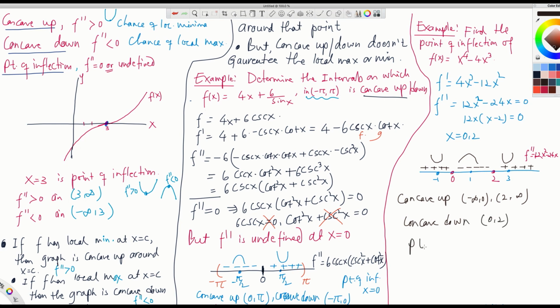What is the point of inflection? Points of inflection are x equals 0 and 2. You see that? To be a point of inflection, you need those points to be the boundary between concave up and concave down. Also, if it is a point of inflection, the second derivative will be 0 or undefined for sure. Okay, guys. So let us see a couple more examples.